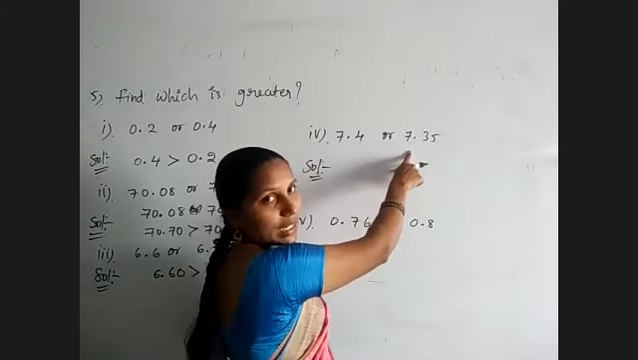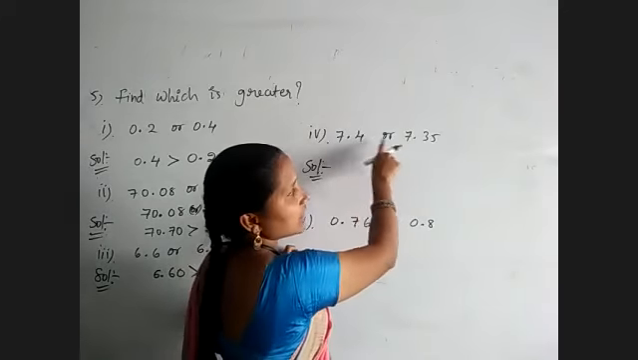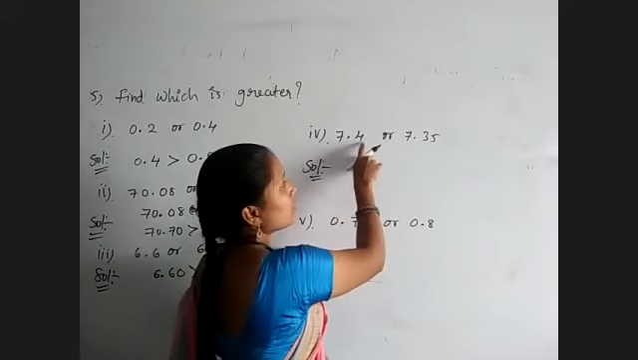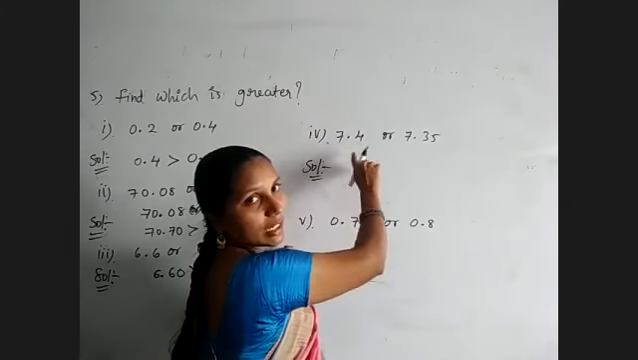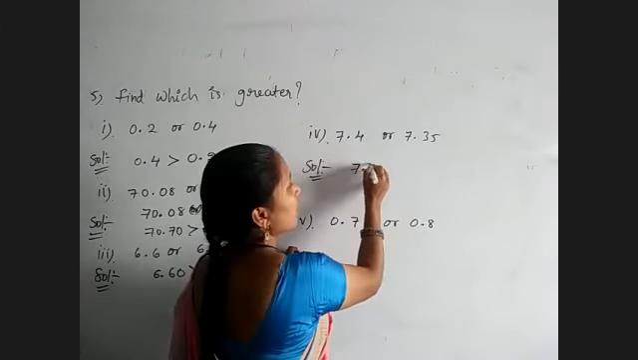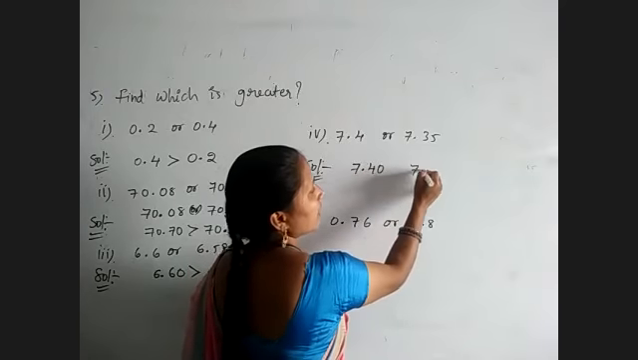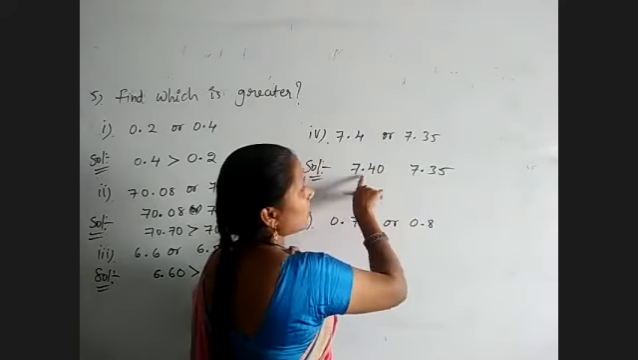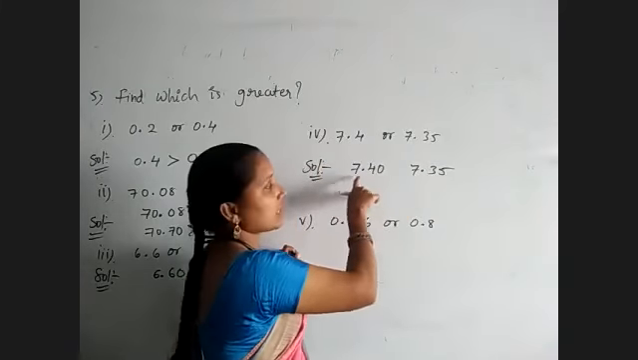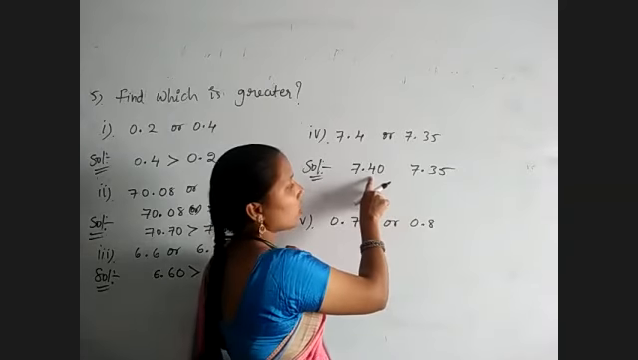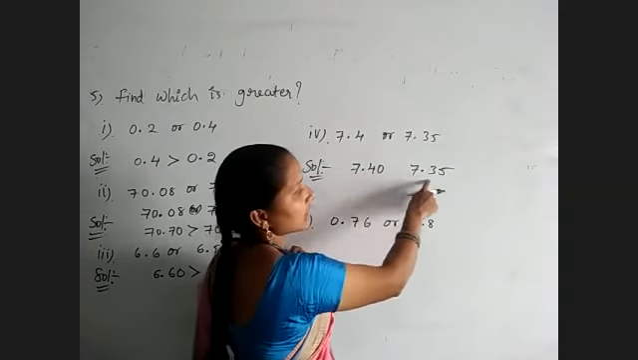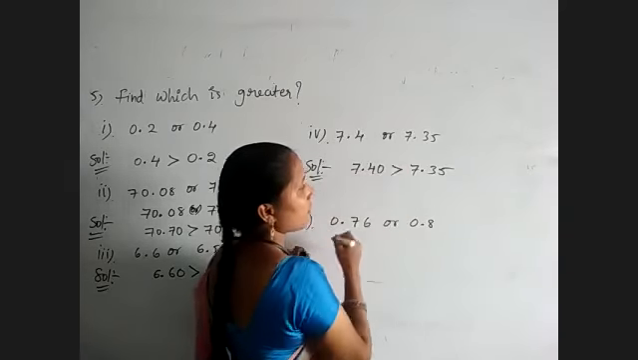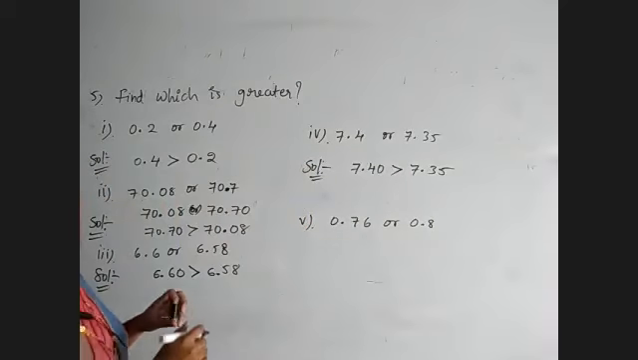7.4, 7.35. Only one digit here, two decimal digits there. So by keeping 0 here, we will get two decimal digits. Means 7.40 and 7.35. Now in the whole number portion, both are same. 7 is equal to 7. Then go for the 10th digit. 4 and 3. So 4 is more. That's why 7.40 is greater than 7.35.